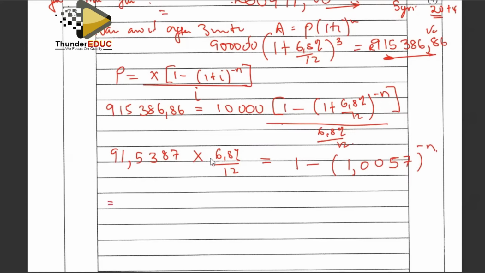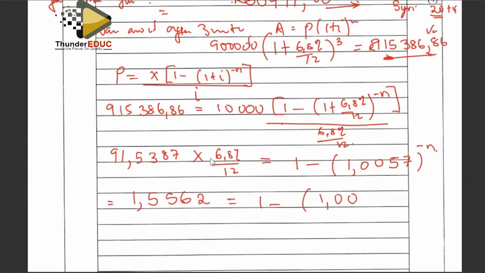Okay, so when I multiply the left-hand side, we have 91.5387 multiplied by 6.8% over 12. I'm getting 0.5187.